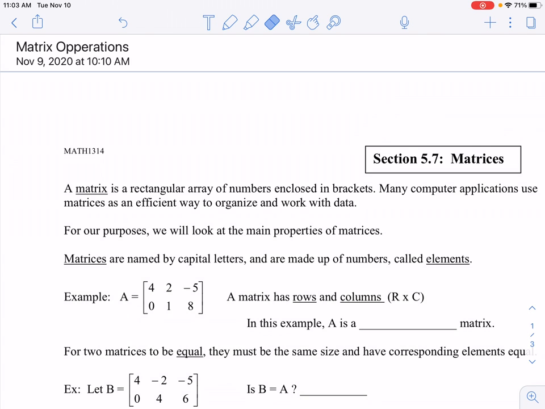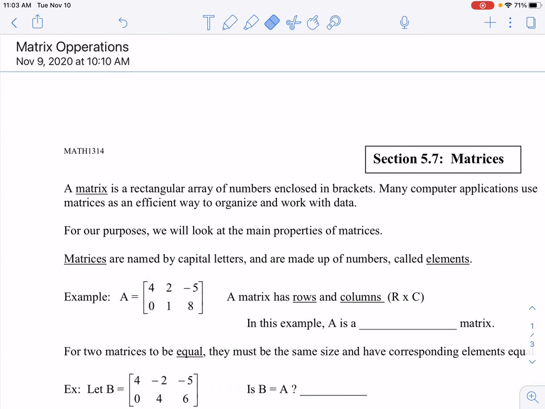There are some operations of matrices that we're going to do during this lesson. If you're interested, maybe just look up matrices on the internet. A lot of computer programs use matrices. Matrices are used a lot in the real world, and it's pretty cool, and it's definitely worth looking into.